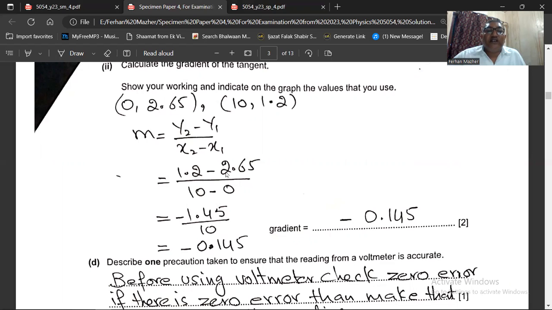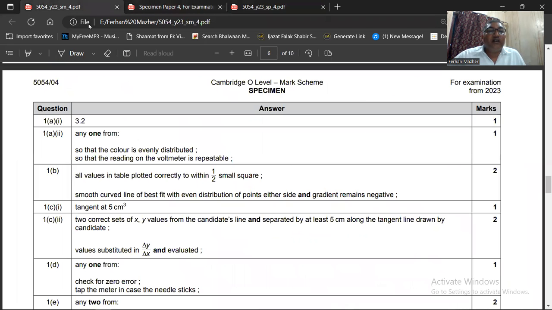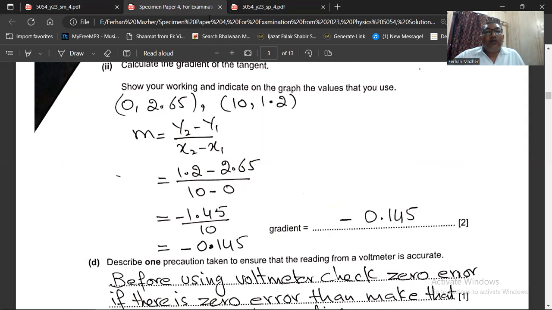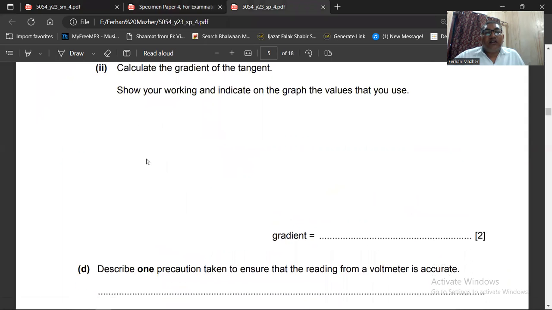It will be 1.2 minus 2.65 divided by 10 minus 0. It will be minus 1.45 divided by 10. That will be minus 0.145. That is minus 0.145. So this is the gradient. So let me check. Yeah.